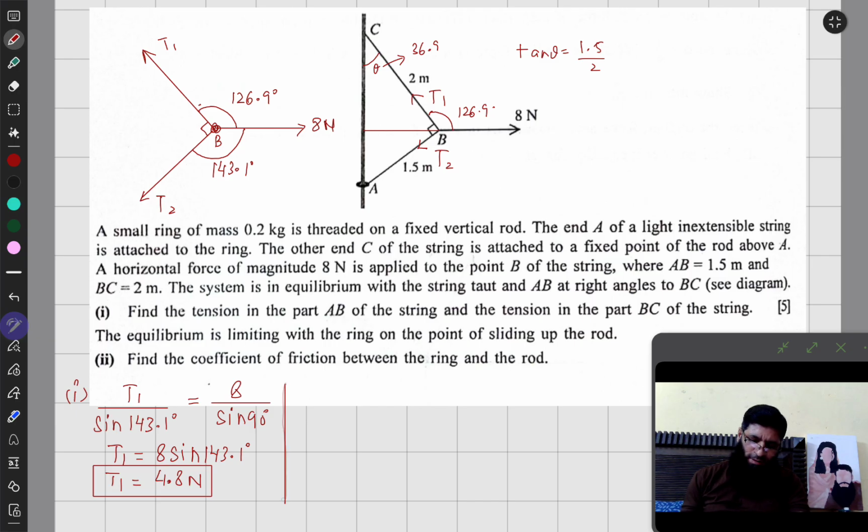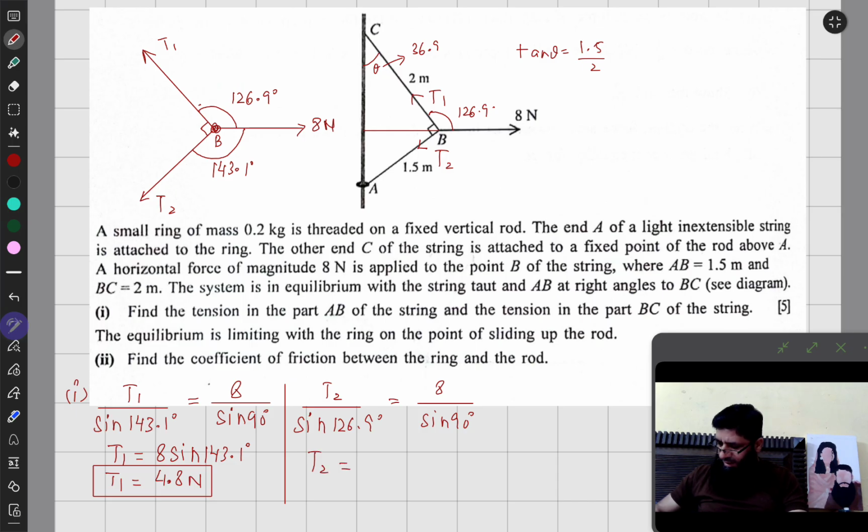Similarly, you will have T2 divided by sine 126.9, and this will be 8 over sine 90. So in this case, T2 will be equal to 8 sine 126.9. So that will be 6.39. This component of force will be 6.39 newtons.